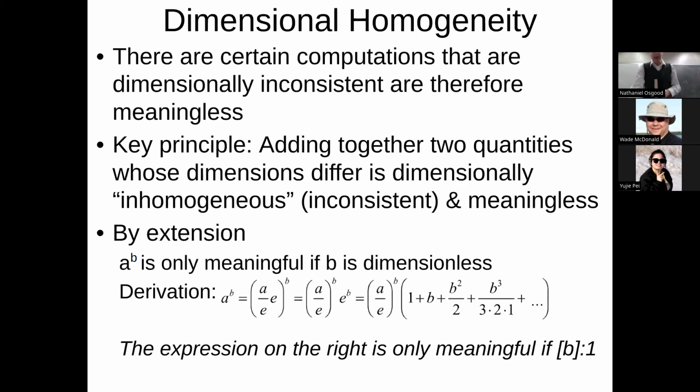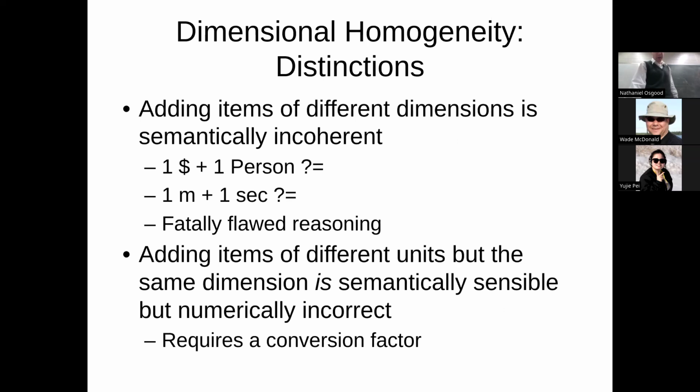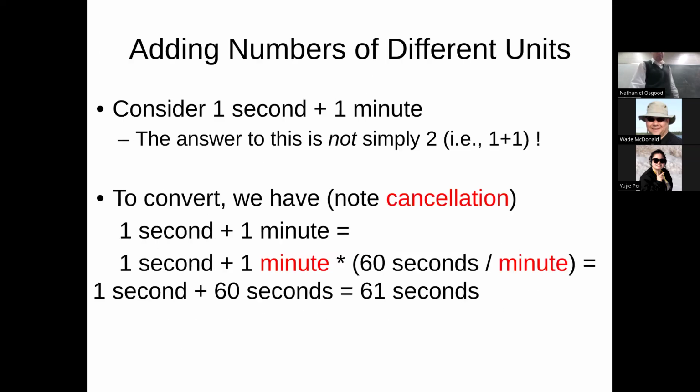And you could see that, for those familiar, from the Taylor series expansion, you're adding a 1 to b squared over 2, b cubed. And if b is anything but dimensionless, b squared will be different than b in dimension. It'll be like adding a square foot to a linear foot. It would make no sense. It has to be dimensionless. What's in the exponent must be dimensionless, and same thing for a to the b. Okay.